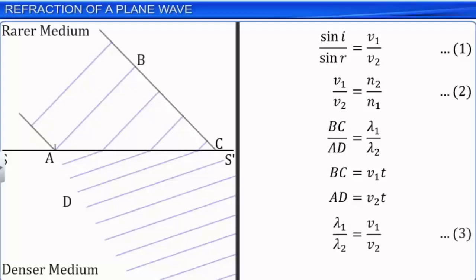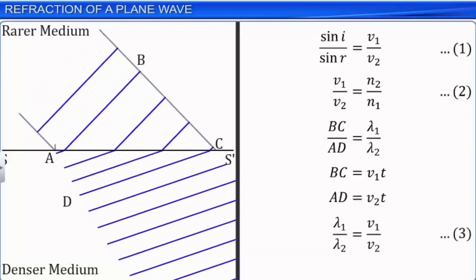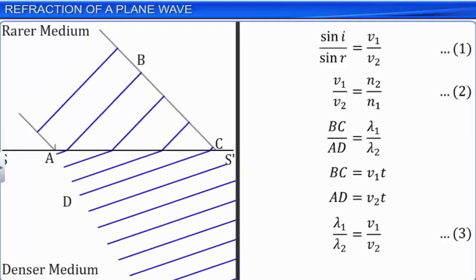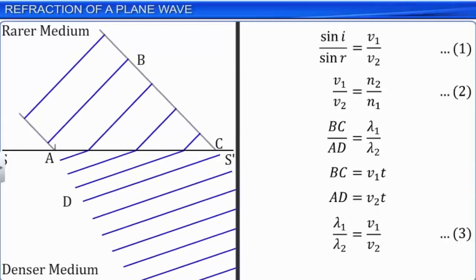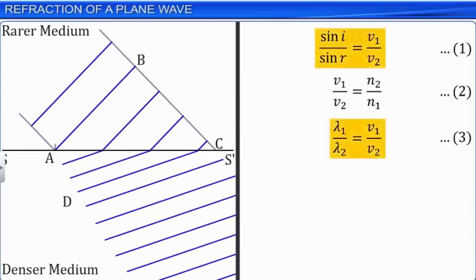Equation 3 implies that when a light wave refracts into a denser medium, its wavelength as well as velocity decreases. From equations 1 and 3, we can write sin I by sin R is equal to lambda 1 by lambda 2.